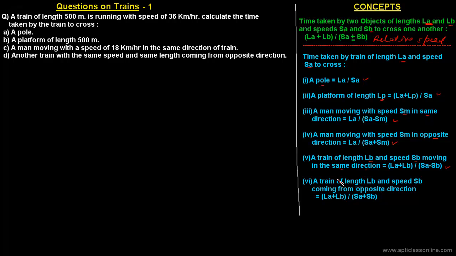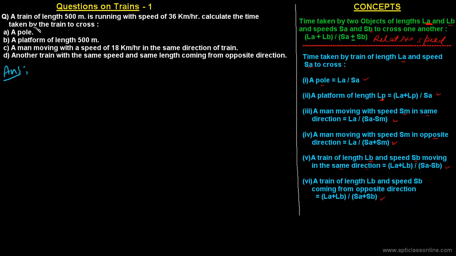Okay, going for the last case, the sixth case. The first train is crossing another train of length LB and speed SB coming from the opposite direction. It is similar to the previous case. The difference is that in this case the other train is coming from the opposite direction. That means both trains are approaching each other. So the numerator will be LA plus LB divided by SA plus SB, since they are approaching towards each other. So these are the different cases for which this basic formula has been applied. Now we will solve this particular question.